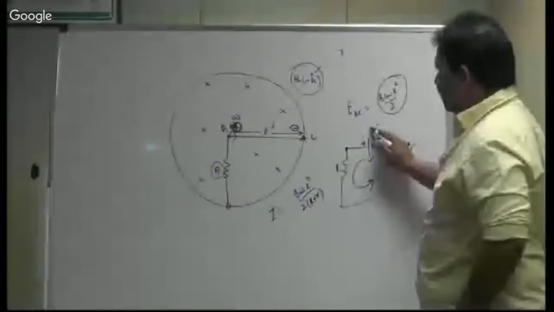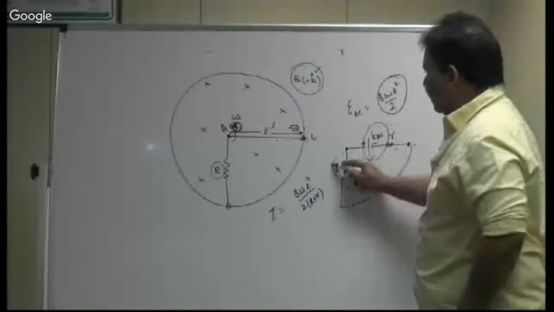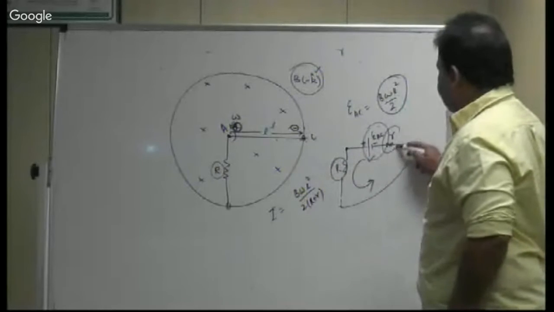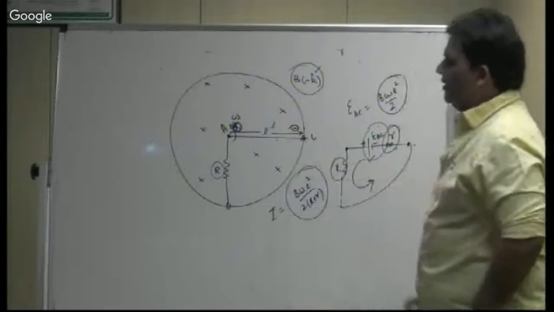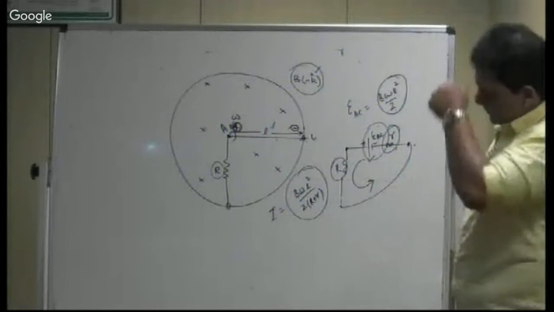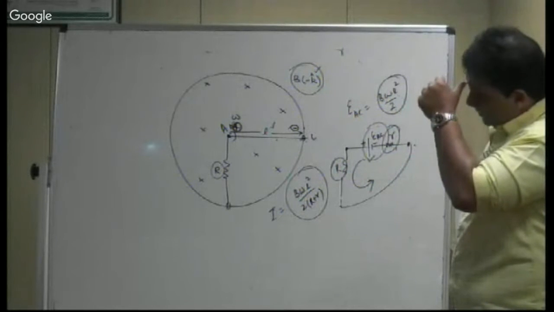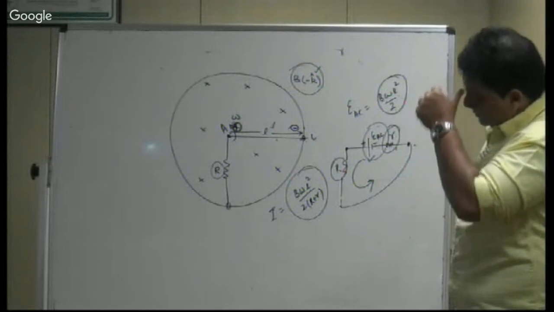Now, this is the EMF. These are the two resistances. They are in series. Therefore, the current in the circuit will be B omega L square by 2 into R plus r. Clear? Very good.